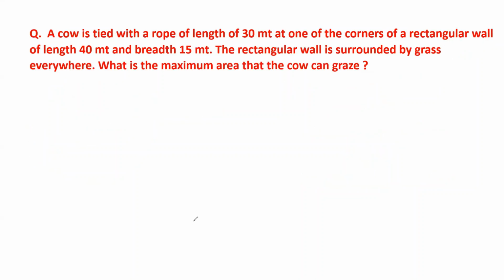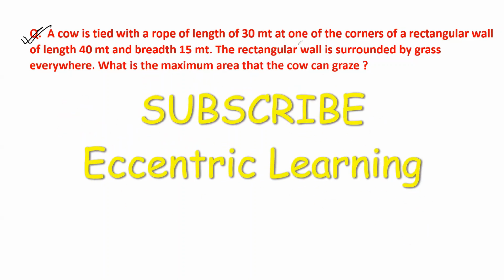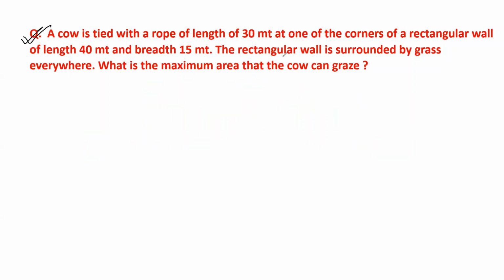Now let us see this question. A cow is tied with a rope of length 30 meters at one of the corners of a rectangular wall of length 40 meters and breadth 15 meters. This rectangular wall is surrounded by grass everywhere. We need to find the maximum area that this cow can graze.